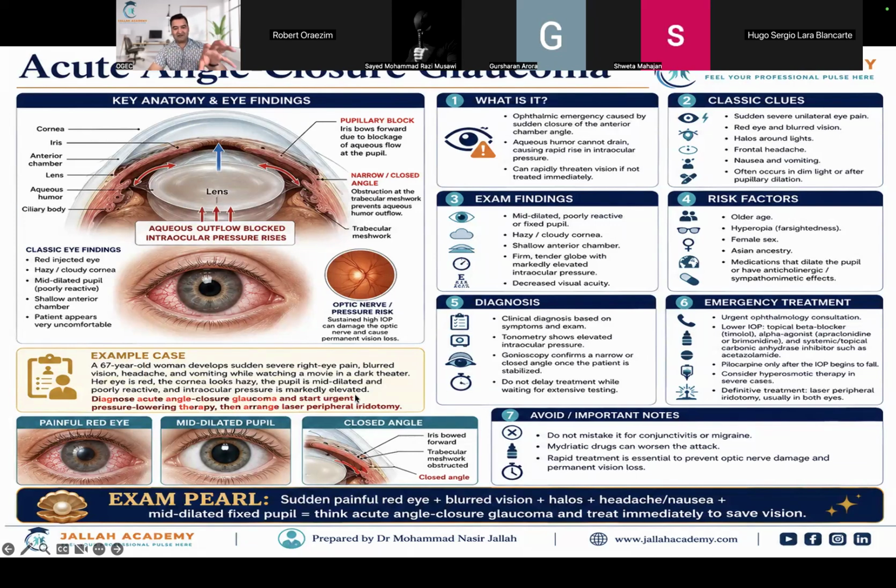Remember, if they have this scenario, they ask you, what is the next step? You have to refer the patient to the emergency room if there is any option. The specialist has to be involved. If they're asking you another question, after doing all this, what is the next step in treatment? Decrease the pressure. How do you decrease it? With a beta blocker. And the best one is the timolol drops locally, right?